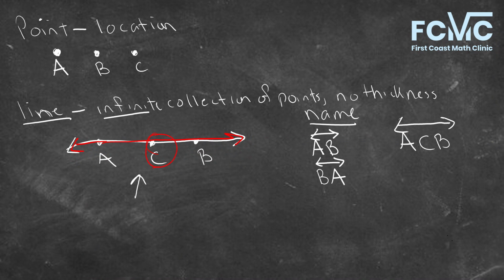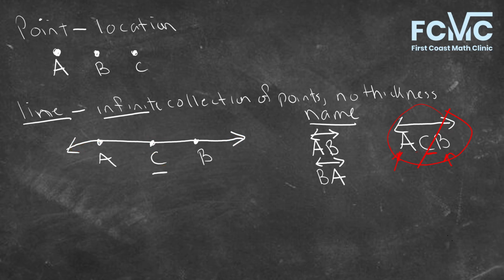So I don't need to say specifically that we're including point C here, because if I'm going from A to B, I have to go through point C, right? So I'm not going to use 3 points to name my line. I'm never going to do this. This is a common mistake that students make when they're naming their line. So if we have a line like this, let me clean this up a little bit.